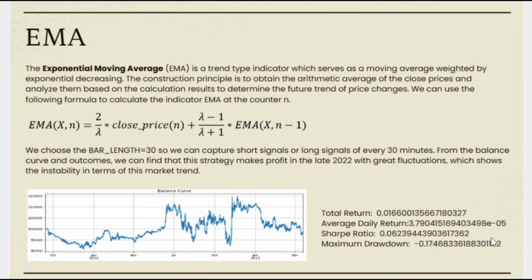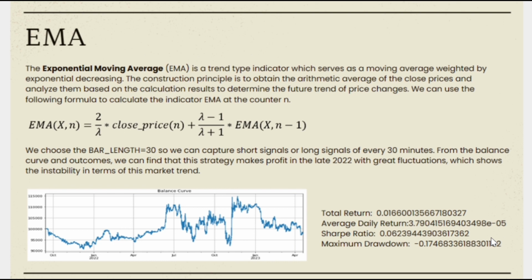The next strategy is about the exponential moving average, which is a trend type indicator. It serves as a moving average weighted by exponential decrease. The construction principle is to obtain the arithmetic average of the close prices and analyze them based on the calculation results to determine the future trend of price changes.